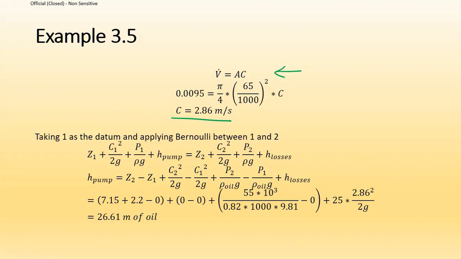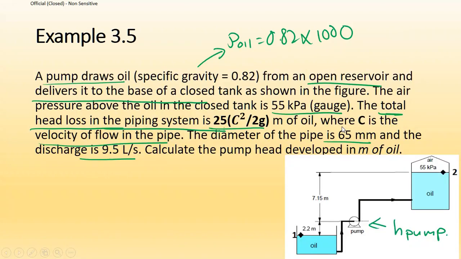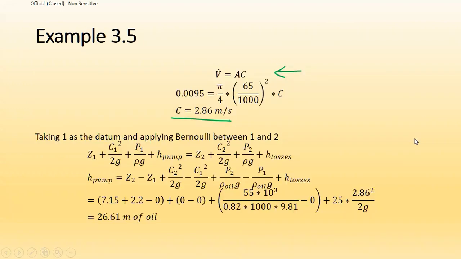Then we apply the Bernoulli equation between two good points that will enclose the pump, because we want to find the pump, so you must enclose the pump. So the points we take are 1 and 2. Why? Firstly, for 1, we know that C1 will be 0, and P1 gauge will also be 0. Why choose 2? Because C2 is 0, and P2 is given as 55. Therefore we choose 1 and 2, and today we'll take 1 as the datum.